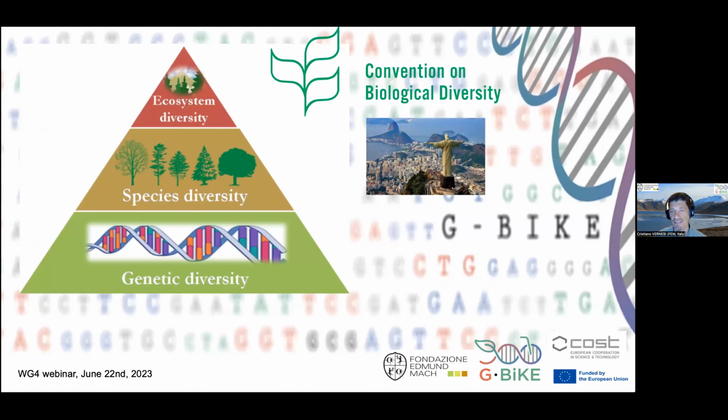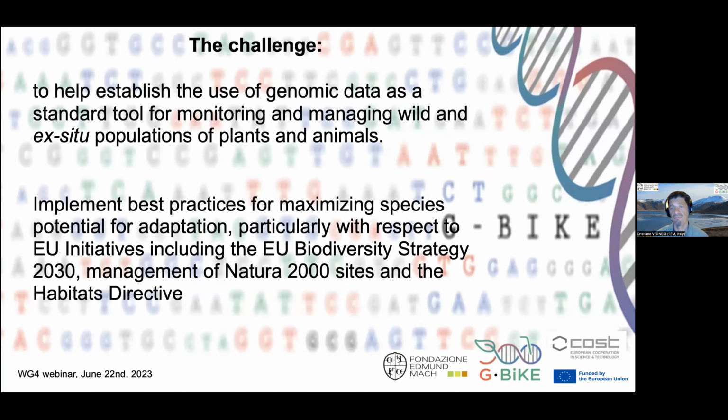Okay, so we are basically in this basic layer of biodiversity as defined originally back in 1992 at the Convention on Biological Diversity in Rio de Janeiro. And what is the main aim of G-BiKE? Basically, we set out to establish the use of genomic and genetic data as a standard routine tool for monitoring and managing wild and exotic populations of plants and animals.